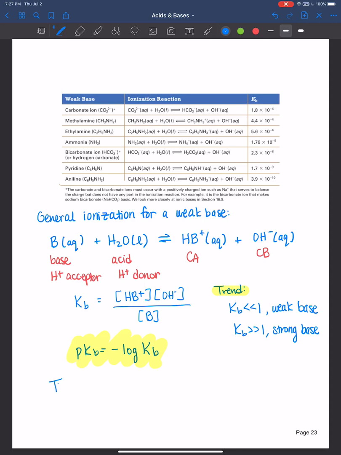The trends for pKb: the smaller the pKb, the stronger the base. So once again, just like with pKa, the smaller the pKa, the stronger the acid. The smaller the pKb, the stronger the base. So there's a lot of similarities between the two. And that's why it's really important for you to identify, are you working with a base? Are you working with an acid? What's in your beaker?